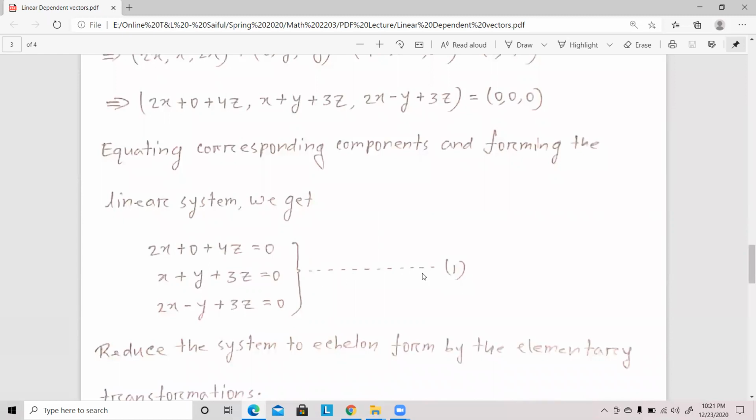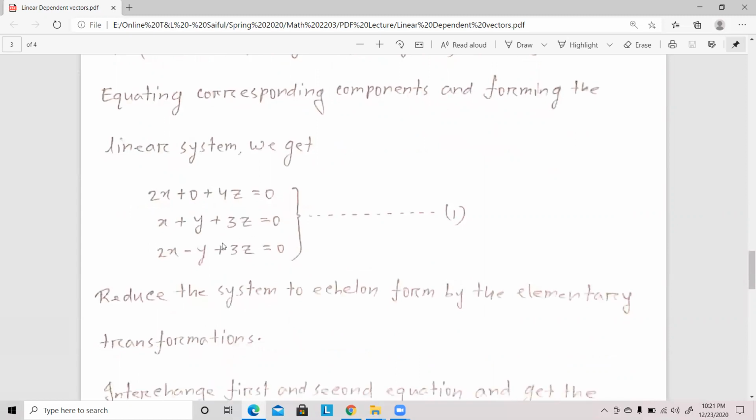Now we have to reduce this system into echelon form. We can convert this system easily into a matrix. If we write this system in matrix form, then the first row components will be 2, 0, 4, second row 1, 1, 3, third row 2, minus 1, 3. So anyone can convert this system into a matrix to reduce it into echelon form.